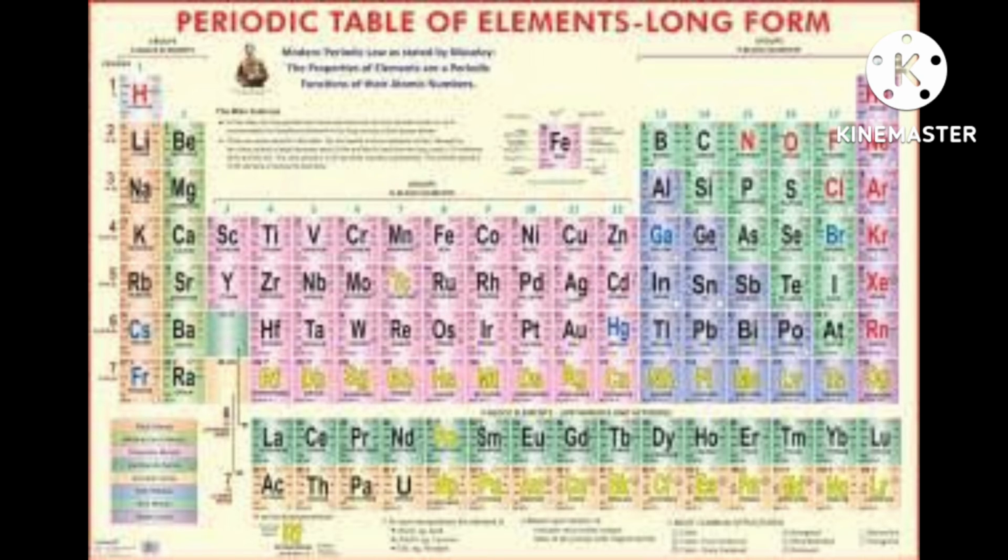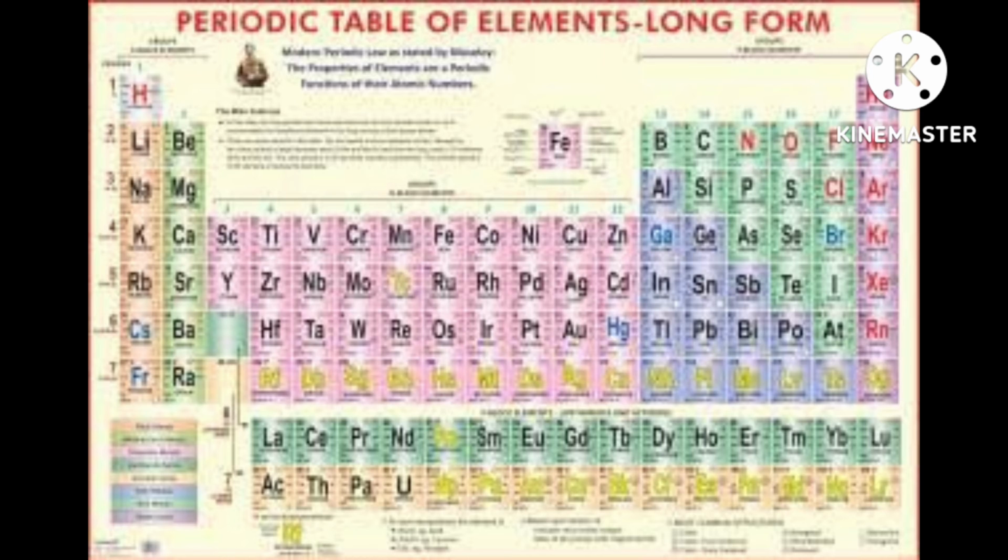The period number corresponds to the highest principal quantum number. I already told this. Period 1, period 2, period 3, like that way 7 periods are there. The period number corresponds to the highest principal quantum number, small n, of the elements in the period. Period tells about the principal quantum number, that is the n.